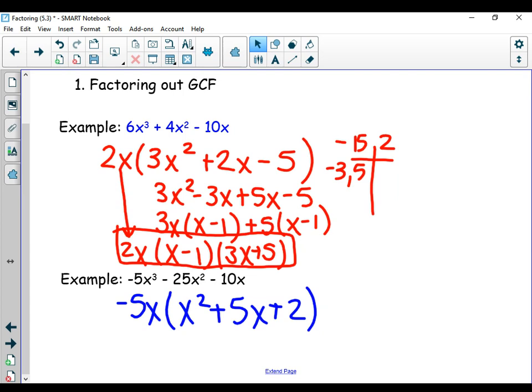If it cannot go any further, that is completely factored. We're so used to doing more work that when we get one that we don't have to do as much work, we don't know what to do. So factoring out greatest common factor. Any issues with that? Okay. Let's keep going until they tell us to be quiet.